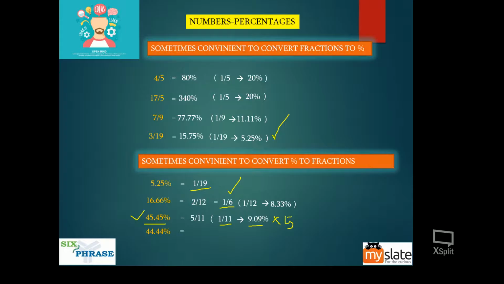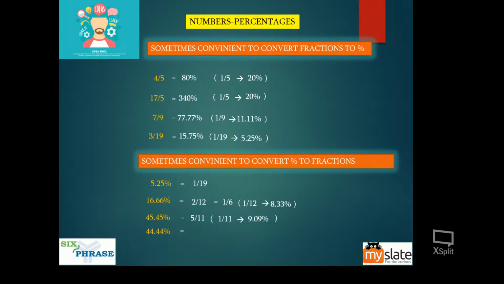Not only that, what is 4 by 11? It is 36.36, right? What is 3 by 11? It is 27.27, right? See how it makes things easy. If I ask you what is 27.27 percentage in fraction, you just say 3 by 11. Okay, it is because of practice. You have to take the table, guys, and then practice. Once you practice it, all this becomes easy.